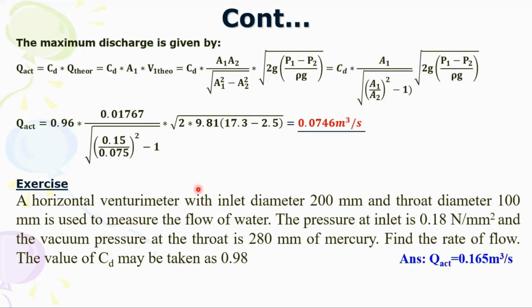So this is a horizontal venturimeter. You can try this as an exercise. If it is horizontal, you simply substitute in this equation. I think the coefficient of discharge in this problem is given as 0.98. So the answer should be 0.165 meter cube per second. This is left as an exercise for all students.